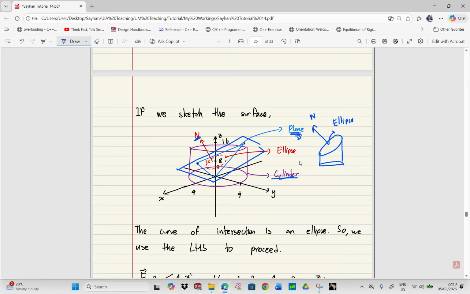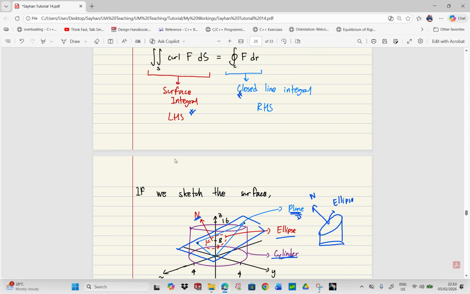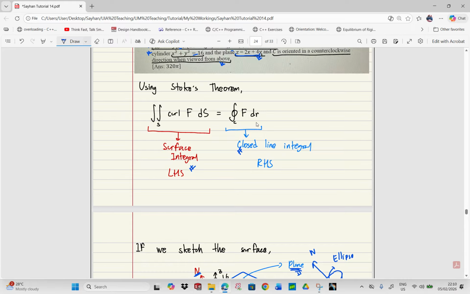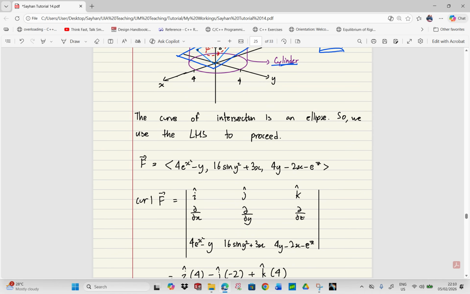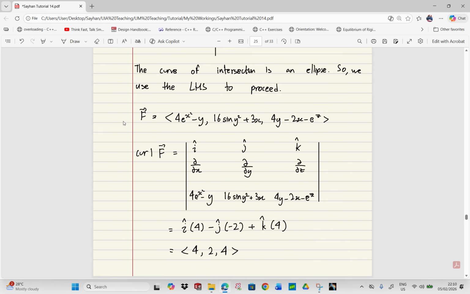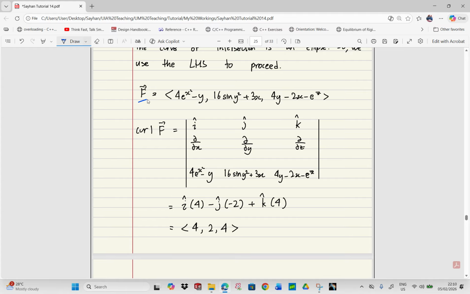Okay, so for the ellipse, you might need to remember the ellipse equation, and this might be a bit tricky. That's why I don't choose to go with the right hand side, because if you go with the right hand side, you need to find the equation of the contour, which means you need to find the equation of your ellipse. So I prefer going with the left hand side, because it's far easier, as you'll see in a bit. Right, so first of all, we find the curl of the force field F.